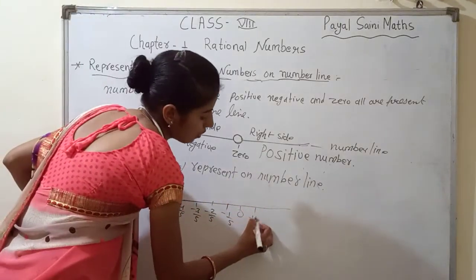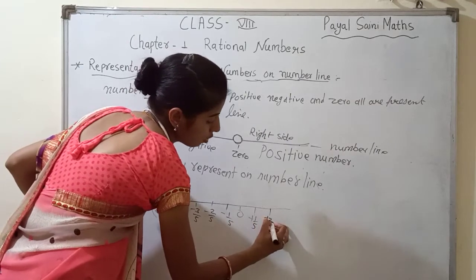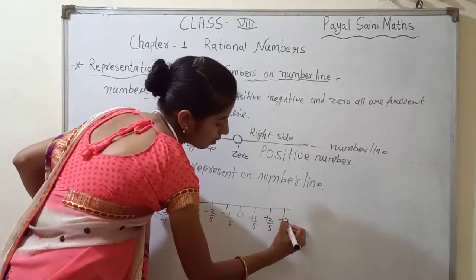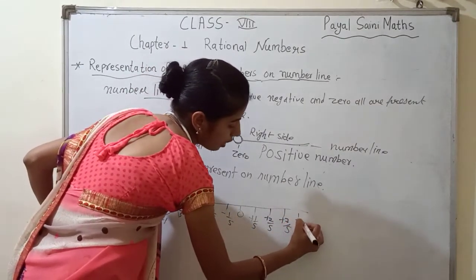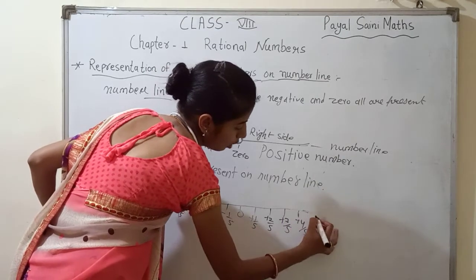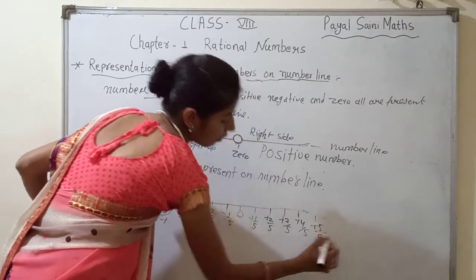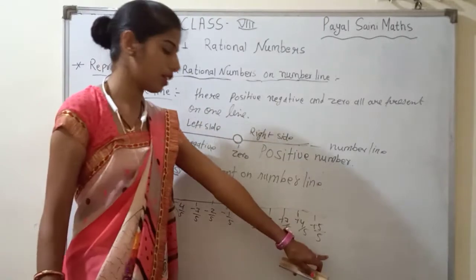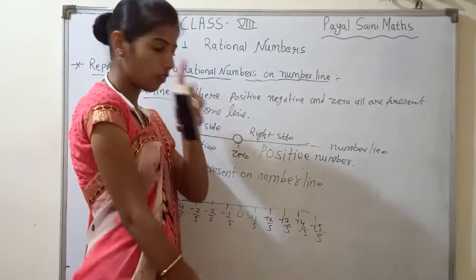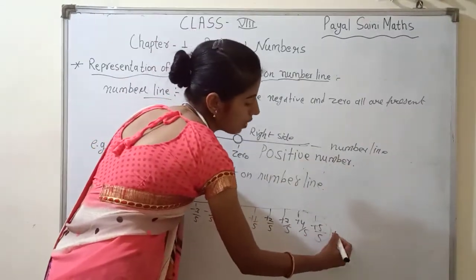Then plus 1 by 5, plus 2 by 5, plus 3 by 5, plus 4 by 5 and plus 5 by 5. If you see here 5 by 5, then both are cut by 5 times, it's one time. Then we put here plus 1.